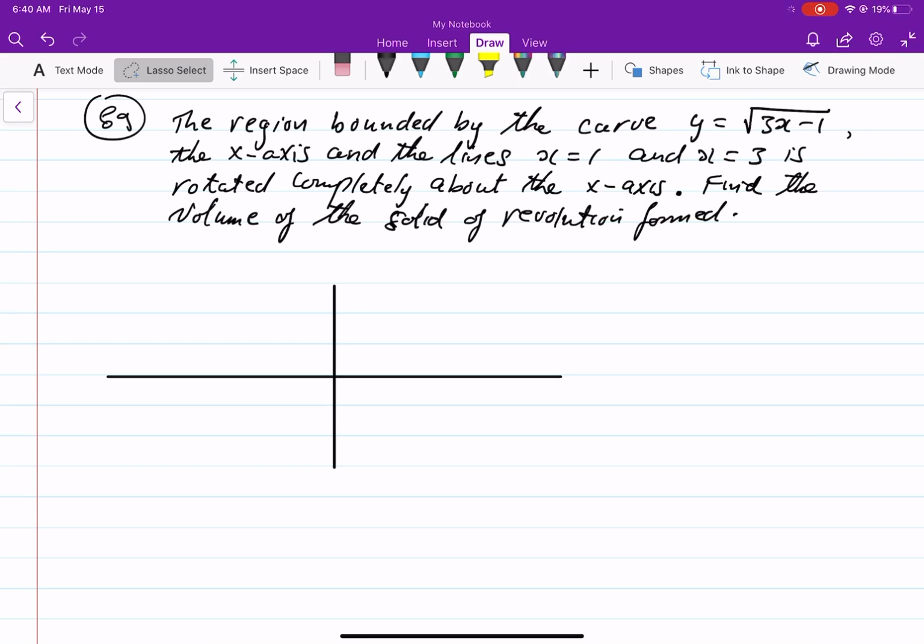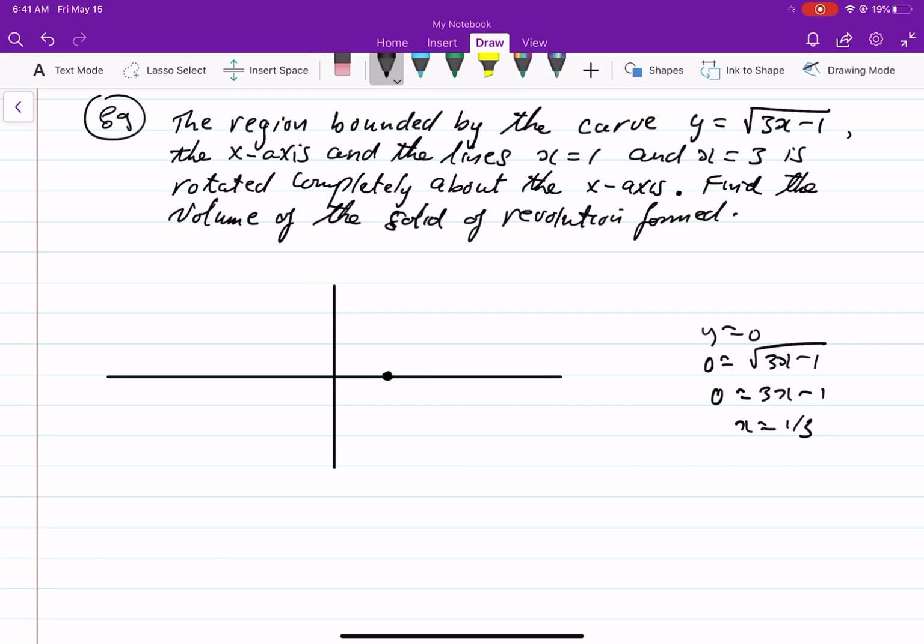Okay, where does this graph cut the x-axis? When y is 0, let's play around with this a little bit. When y is 0, I'll get 0 is equal to the root of 3x minus 1. If you square both sides, you'll get 0 squared, which is still 0, is equal to 3x minus 1. x is 1/3. So this graph is going to cut the x-axis at 1/3.